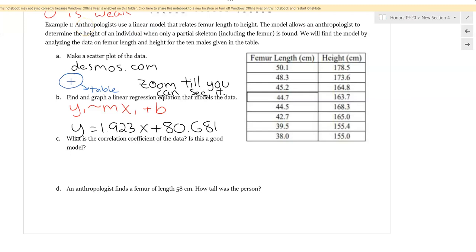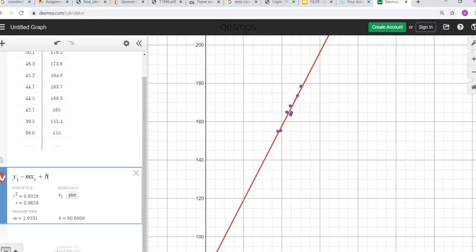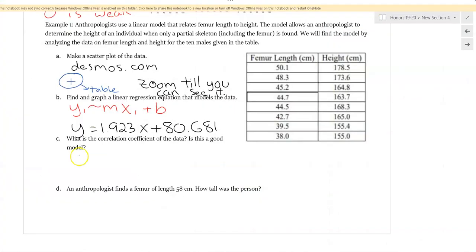What is the correlation coefficient of the data? And is this a good model? So our correlation coefficient, this r, is right here. Okay, a lot of times we'll use r squared as well. But either of these really. So our r is 0.9658. All right, and is that good? Yes. 0.9658 is close to 1.